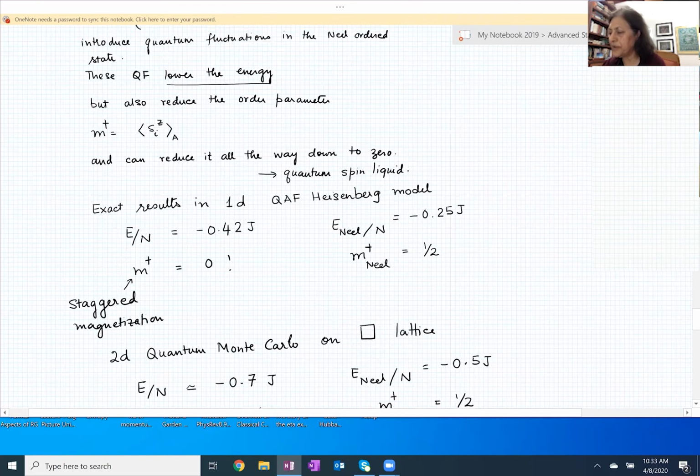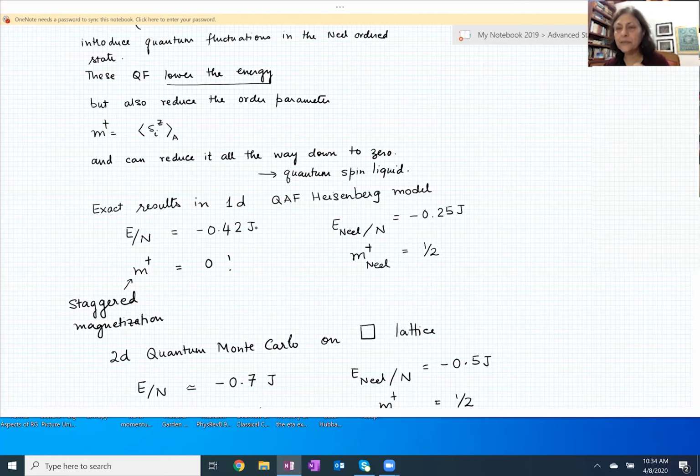The key thing I want you to remember, or I want you to observe, is that when you include quantum fluctuations, the energy of the ground state compared to the Néel state is lowered. That's why the system wants to include these quantum fluctuations, but the long range order is reduced. Okay, so let me just point that out here. So the Néel state energy in 1D per site is minus a quarter J. When you include the quantum fluctuations, that energy is reduced to minus 0.42 J. So that's why your true ground state has a lot of these quantum fluctuations included in that.